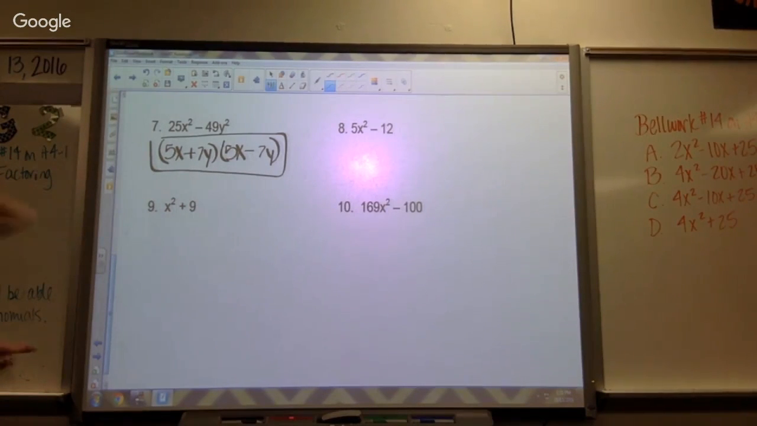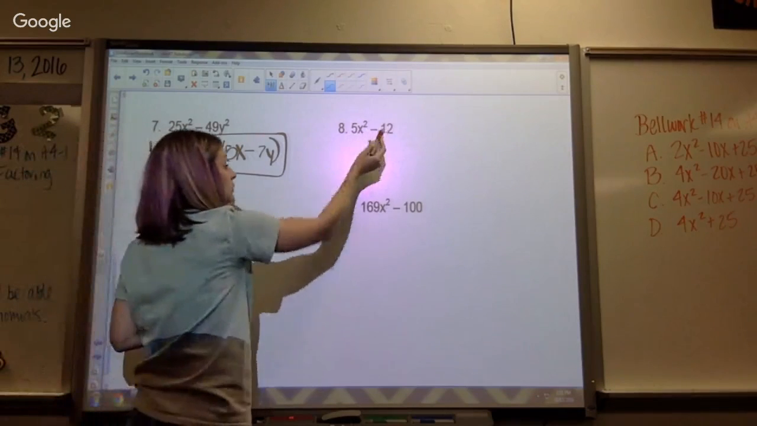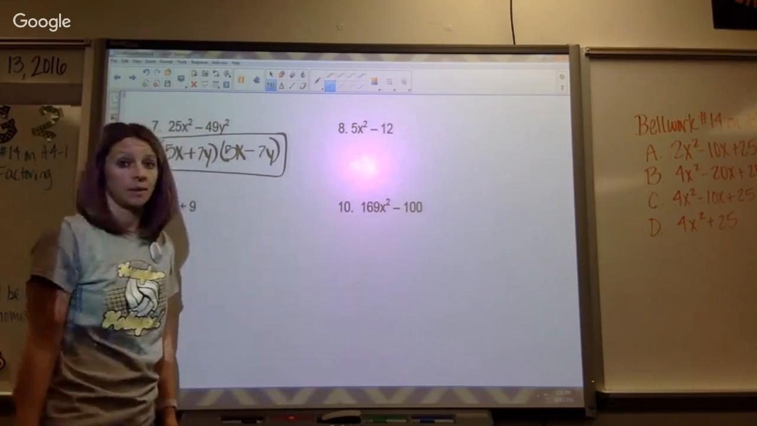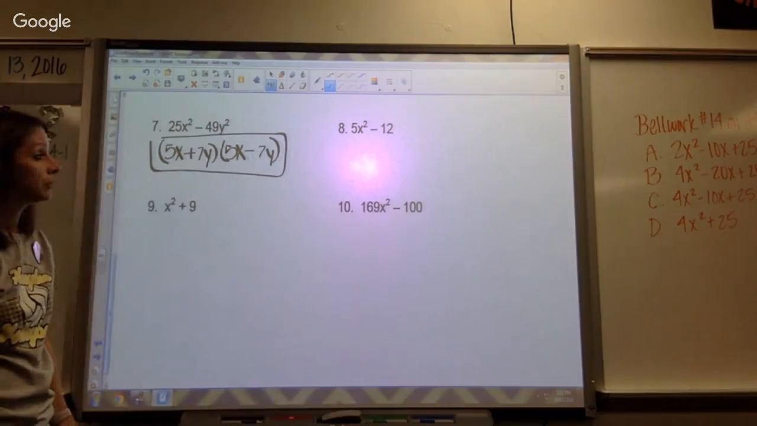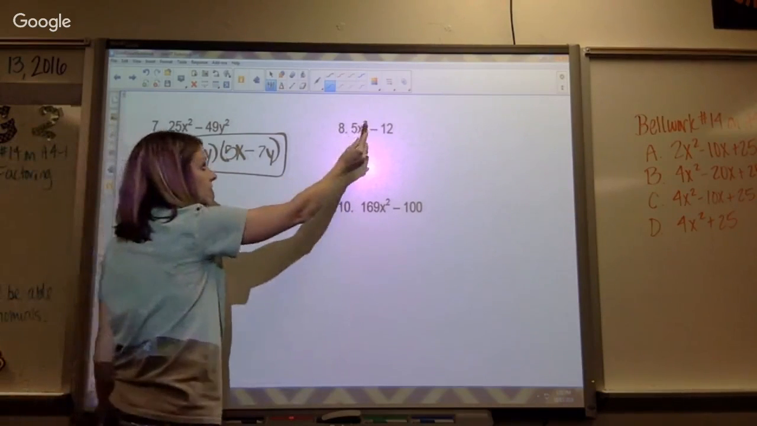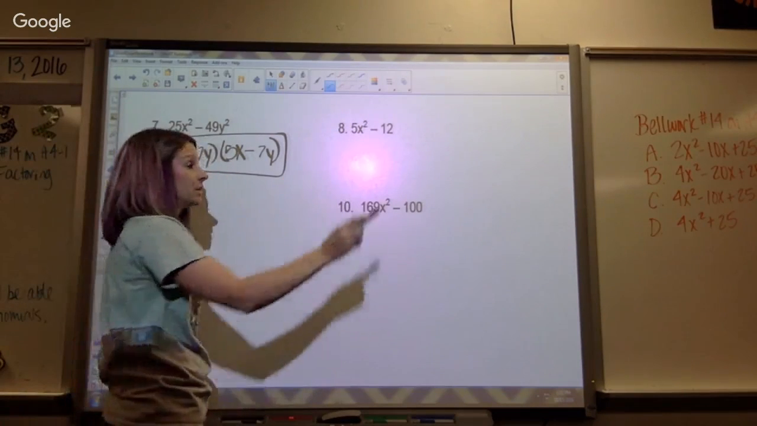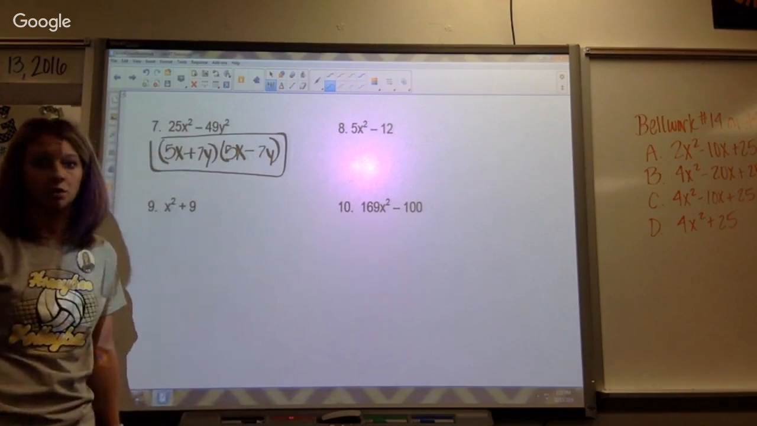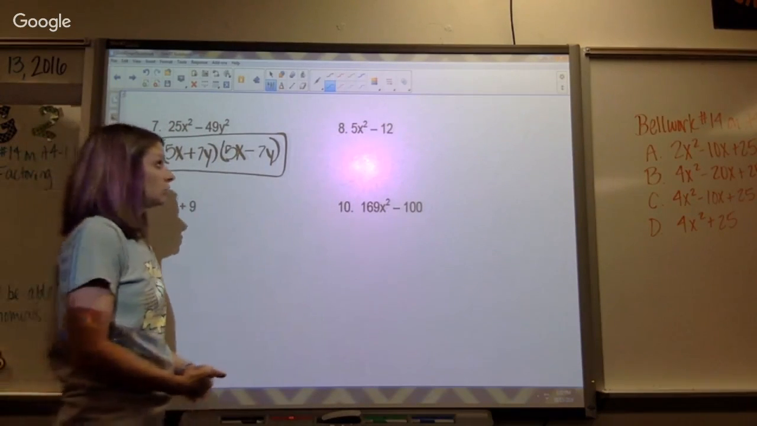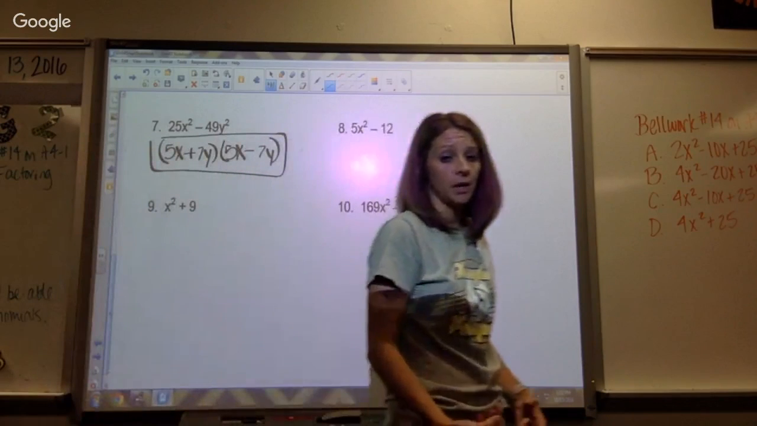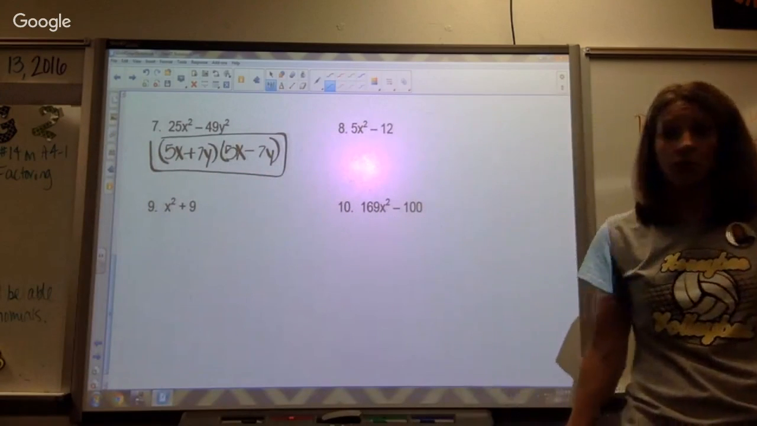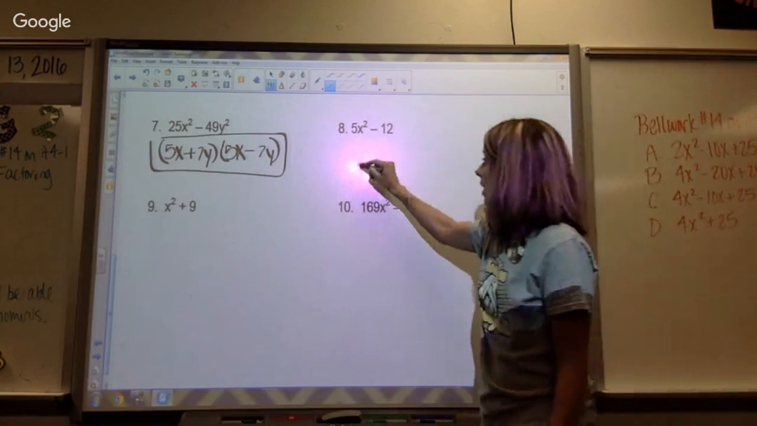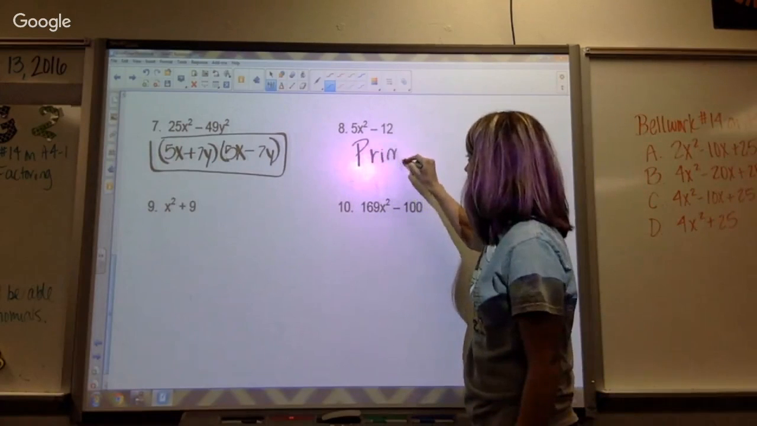Okay, so let's take a look at 8. 5x squared minus 12. Notice they don't have anything in common. We're checking for difference of squares. We are subtracting. X squared is a perfect square, but notice 5 and 12 are not perfect squares. Okay, so if you have two terms and they don't have anything in common, and they're not difference of squares here, then it will not be factorable. So you do write prime.